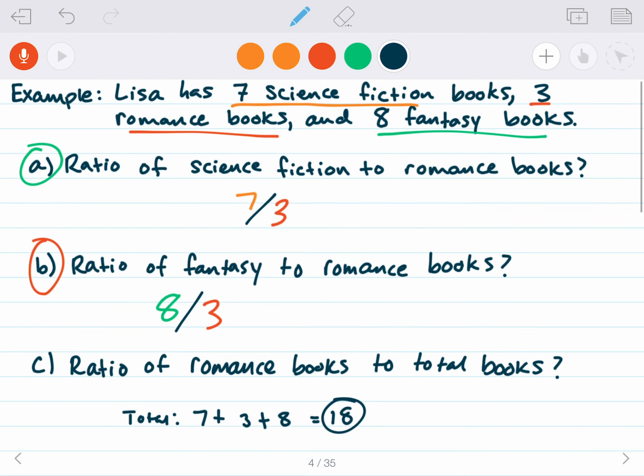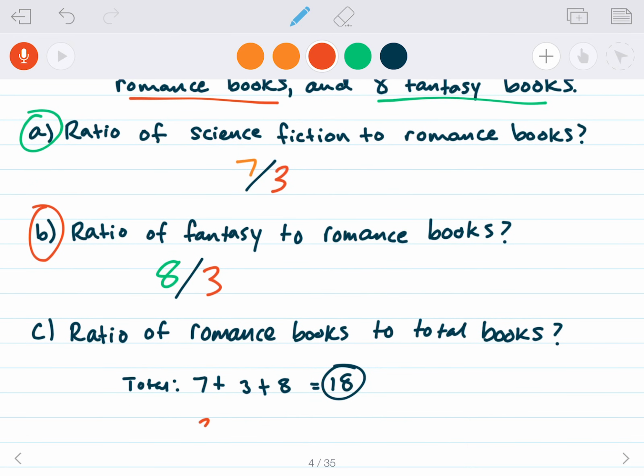So romance, there's still 3 romance books. So this is going to be 3 over total, which is 18. And we can reduce this guy, right? 3 and 18 have a common divisor. They can both be divided by 3. So if I divide top and bottom by 3, this is going to give me 1 to 6. So for every 1 romance book, there are 6 books in total.